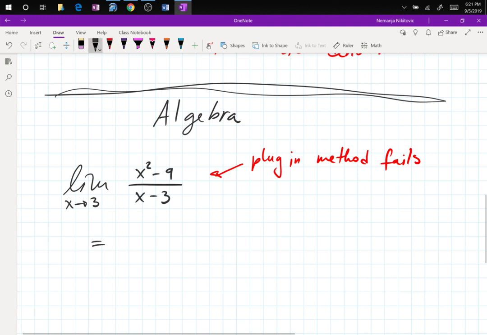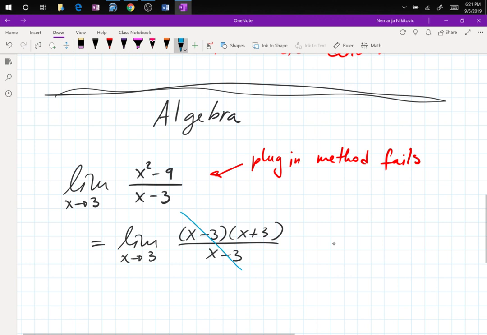What can we do? You factor it. Excellent. Factor the numerator into x minus 3, x plus 3, and you still have your denominator x minus 3. And hopefully you see algebra that x minus 3 cancels. So this problem is now equal to the limit x goes to 3 of x plus 3. And now if you plug in the value, you get 6. You see that? So our problem started with 0 in denominator, but the limit is still a finite number 6.